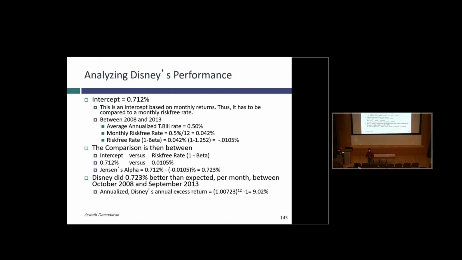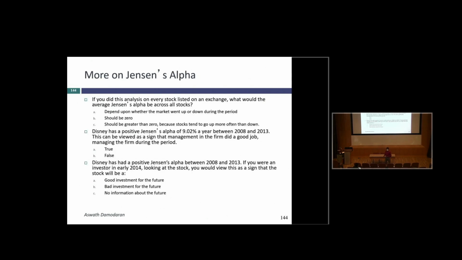Let's say you do. You start with A and you work all the way down to Z. You compute the Jensen's alpha for every single stock between 2020 and 2022. What should the average Jensen's alpha across all stocks be? It should be 0. Tell me why.